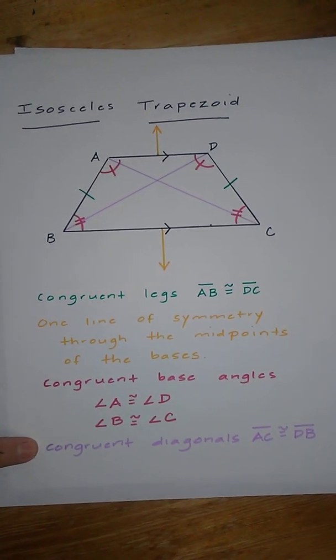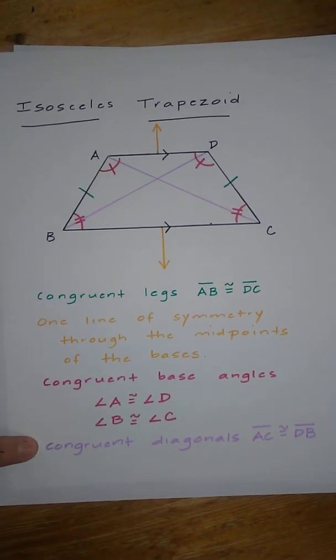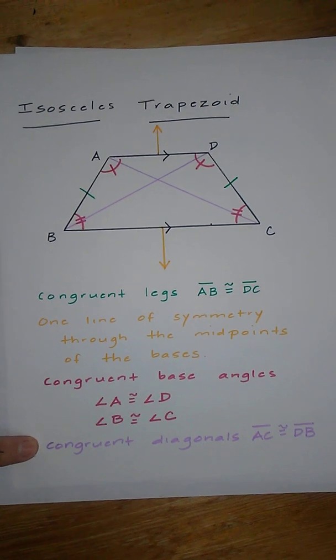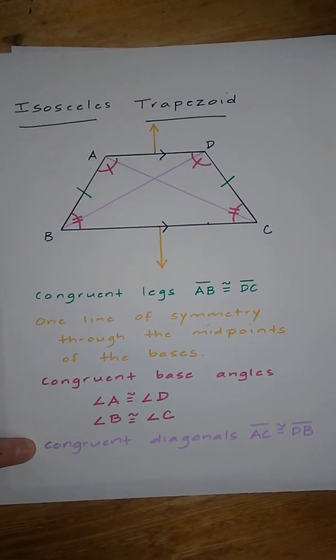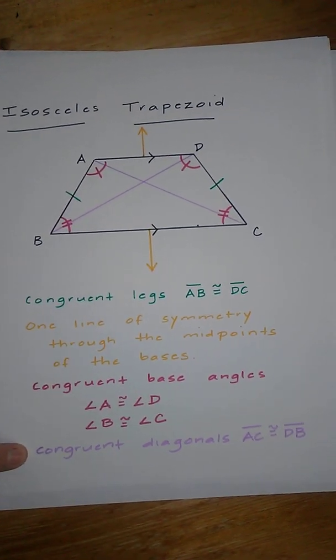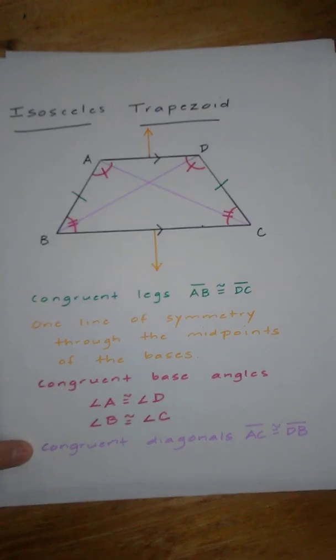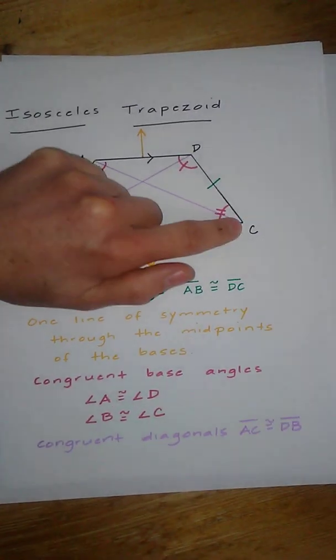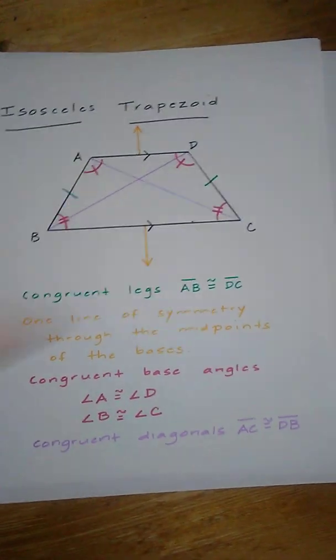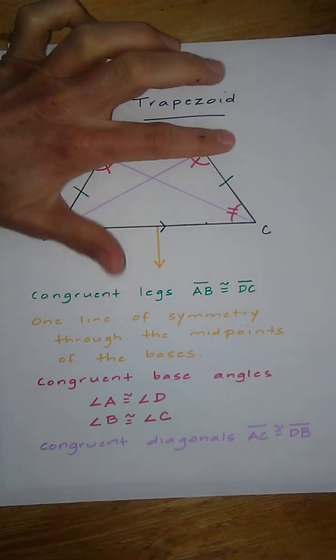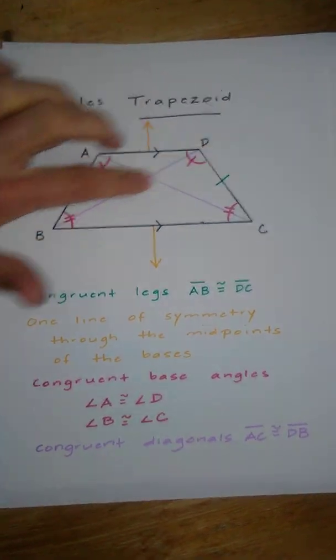Here in purple is our last relationship for this paper, where we are going to work with the fact that isosceles trapezoids have congruent diagonals. So AC is one of the diagonals, and it is congruent to DB, this diagonal.